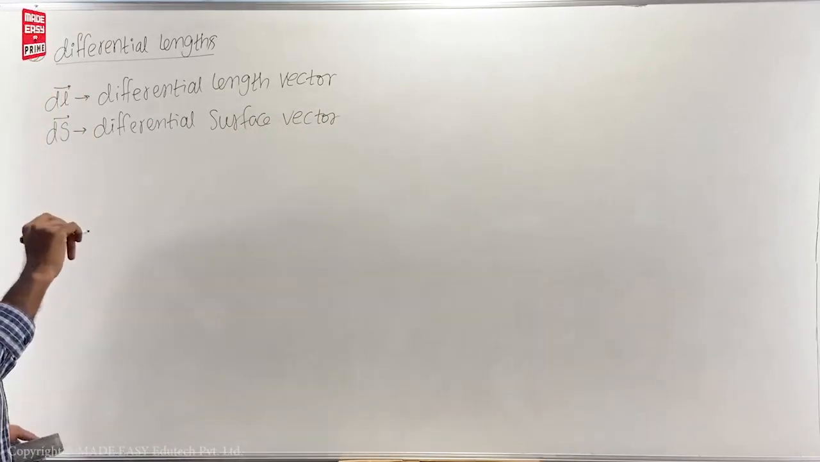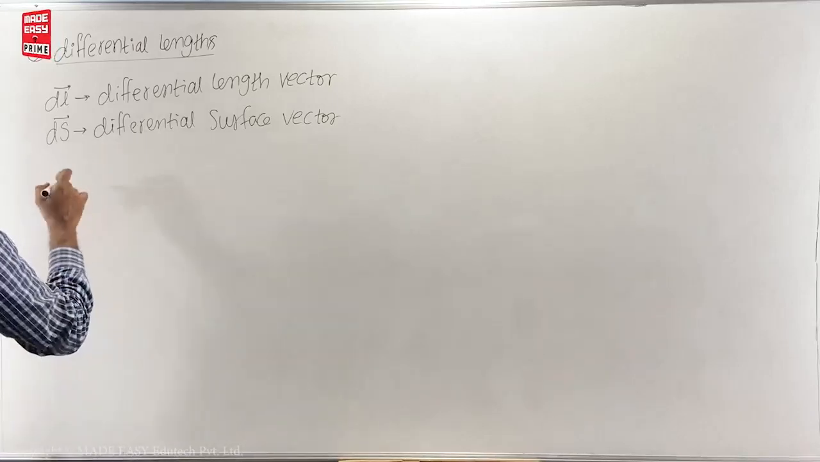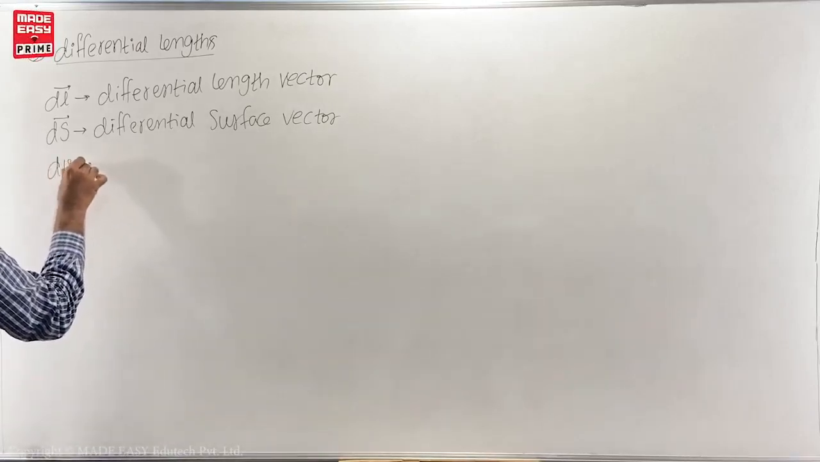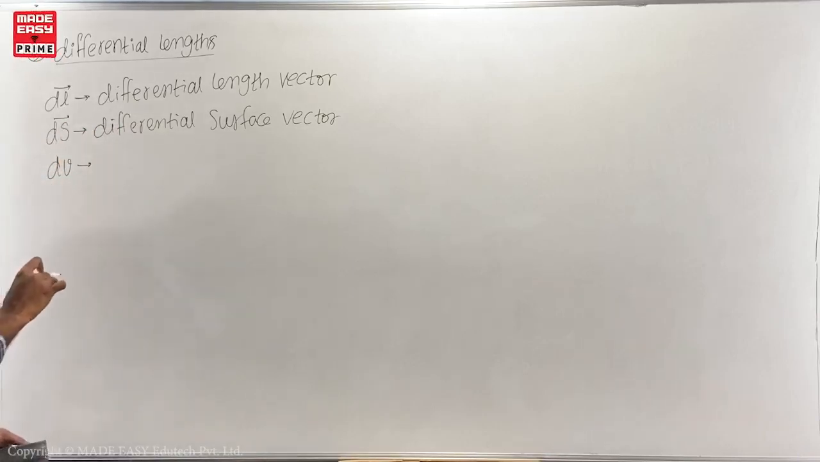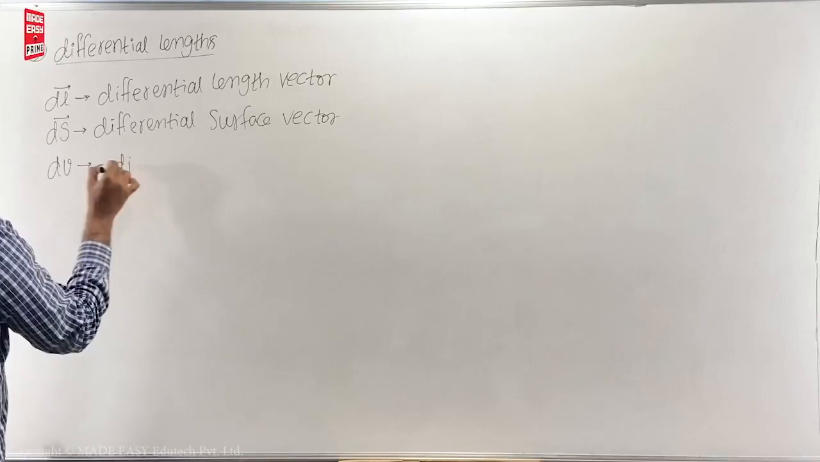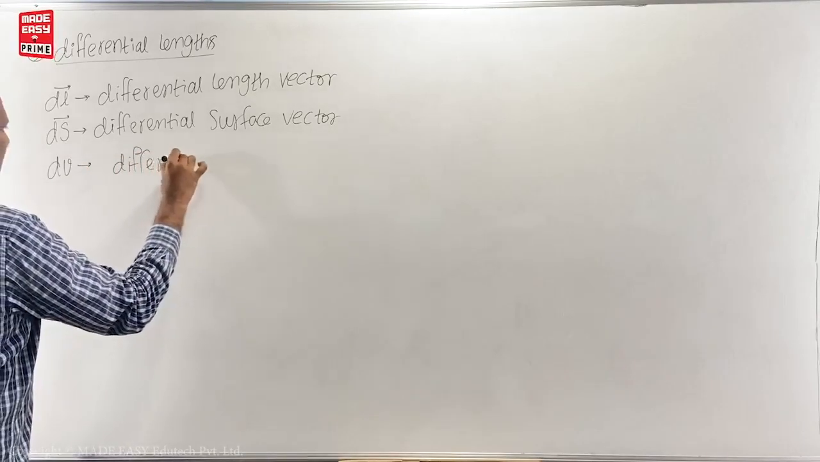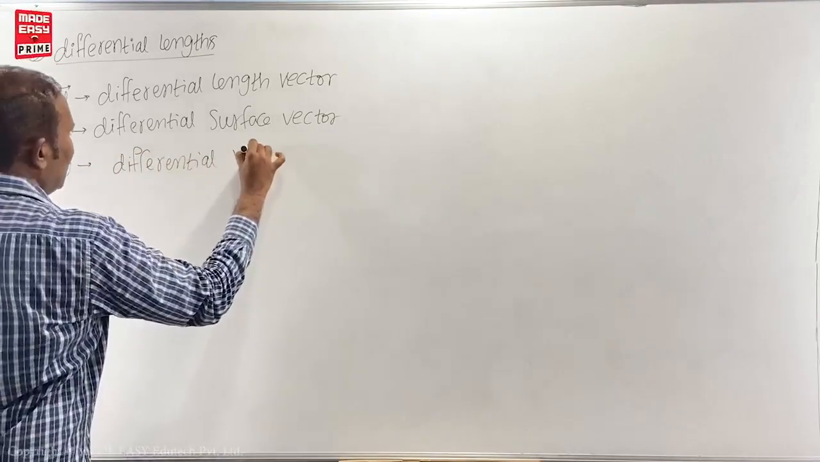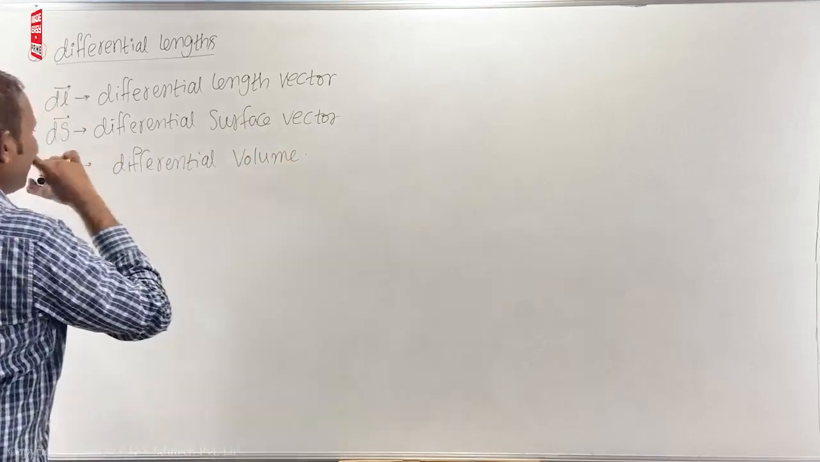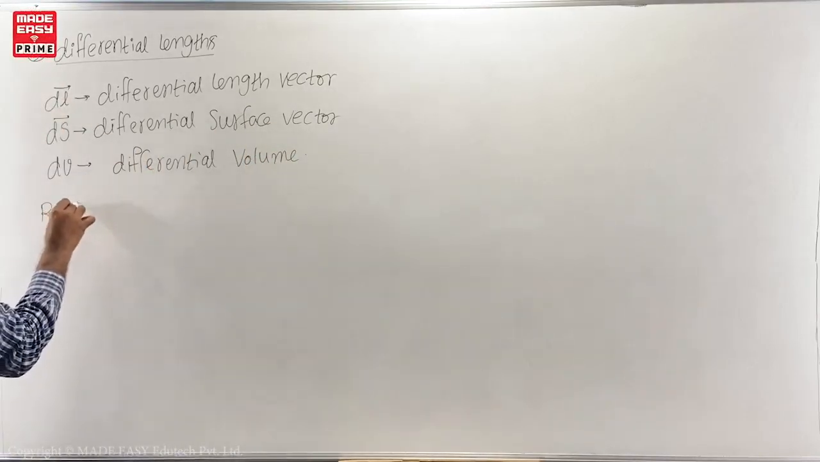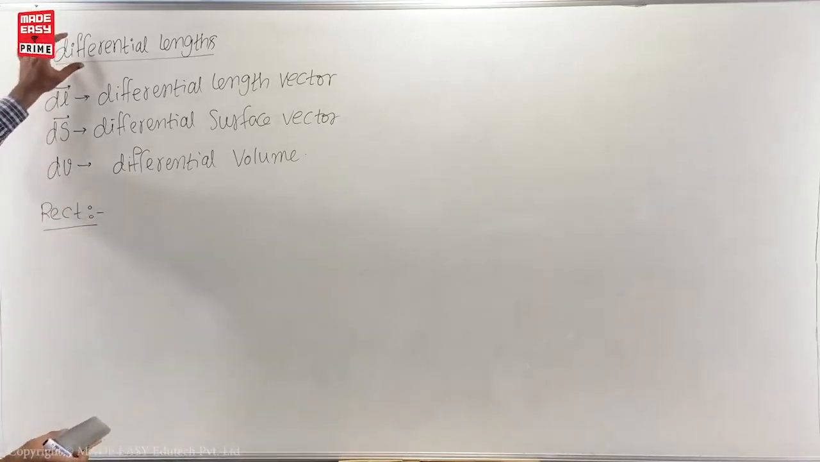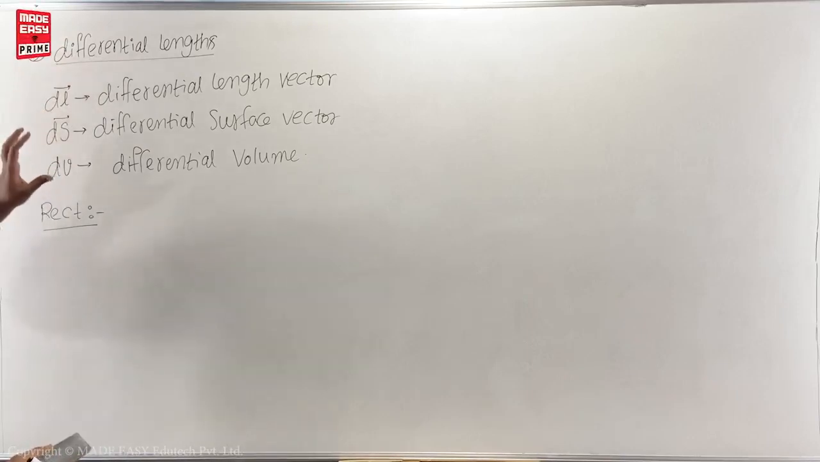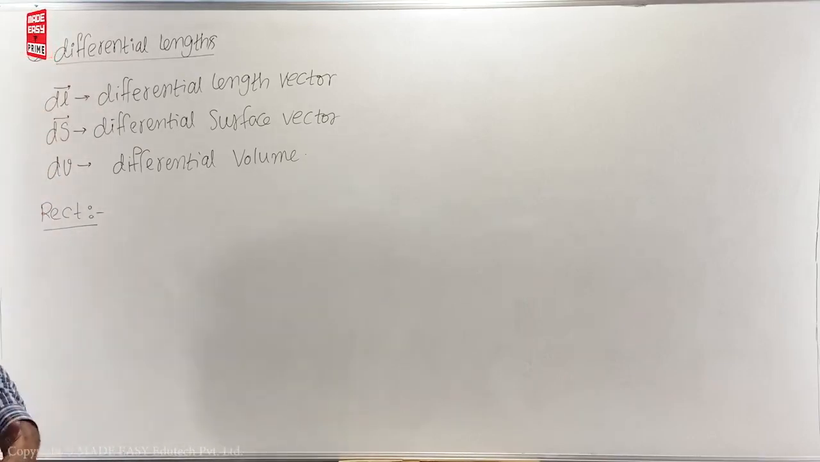Already we have discussed one example for the differential surface vector. I have taken an example while discussing surfaces. So by definition length is a vector, by definition surface is a vector, but by definition volume is a scalar. So that is why bar is not there. It is differential volume actually. Now first let us discuss the rectangular coordinate system, then the differential lengths dl bar, ds bar, dv equations in the rectangular system. Then we will discuss cylindrical. Then last we will discuss spherical.